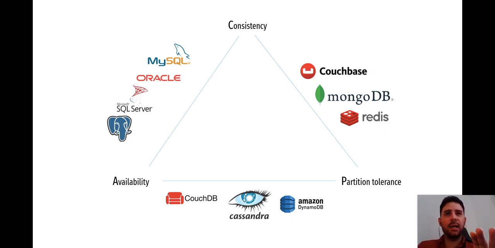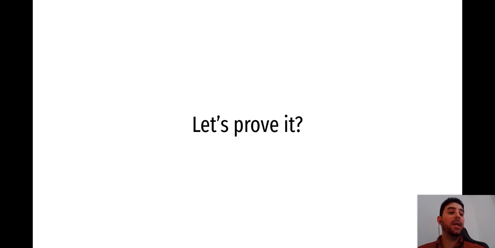This is a diagram that shows the main well-used systems that you use, which are of course distributed by nature. So you have a database here, and if you go beyond this slide, you can prove that that's the case. You cannot accommodate more than two of the properties at the same time. Let's prove it.